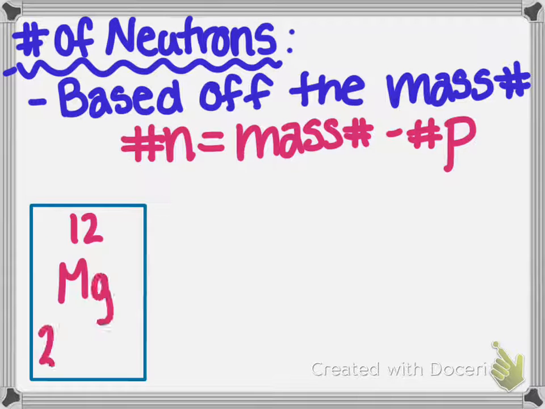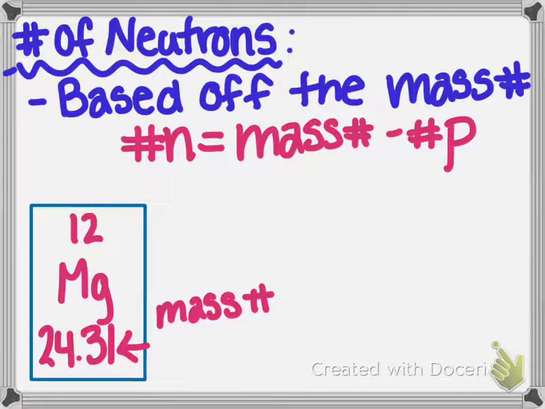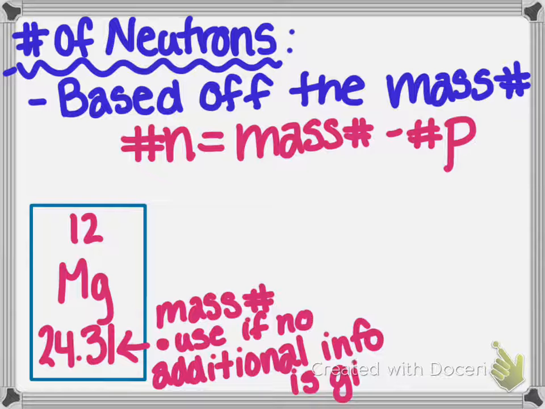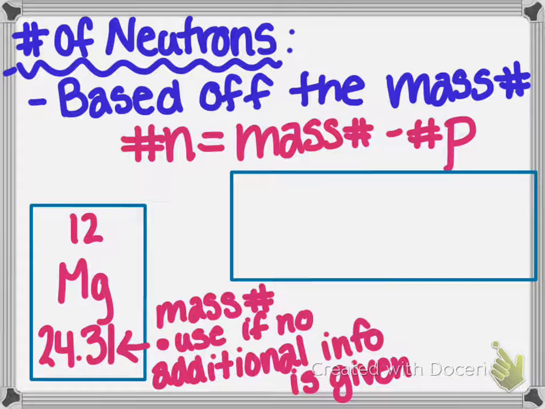So if we look at our magnesium example again, it's not an isotope, we're just pulling the information off the periodic table. So my mass number here is 24.31, and you're going to have to use the given mass number in the periodic table if you're not given the number of neutrons or if you're not given the mass number. So if our mass number is 24.31, you're going to take that minus 12 to get your number of neutrons, which should be 12.